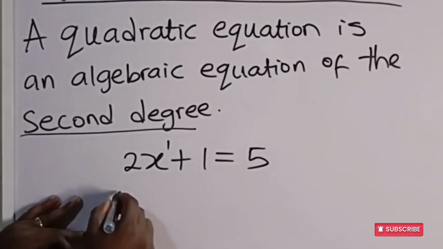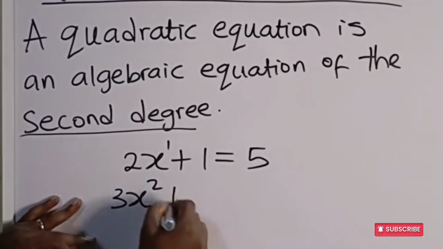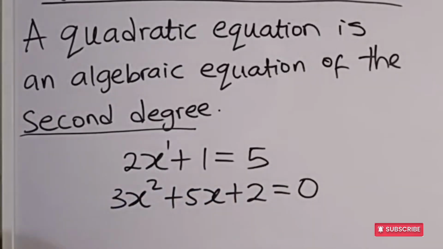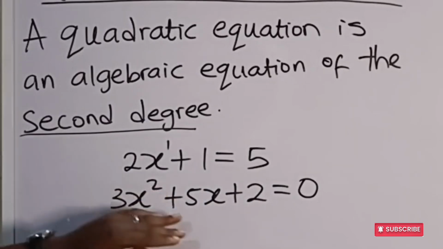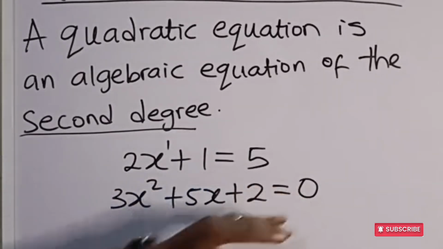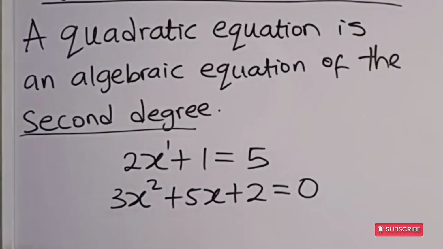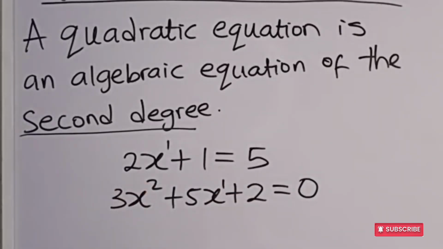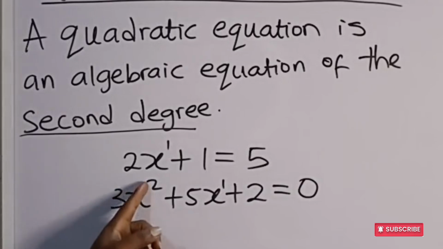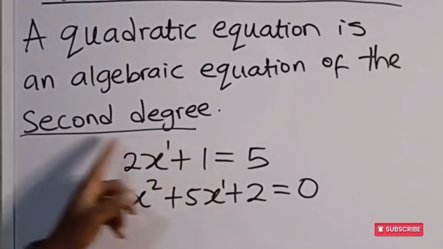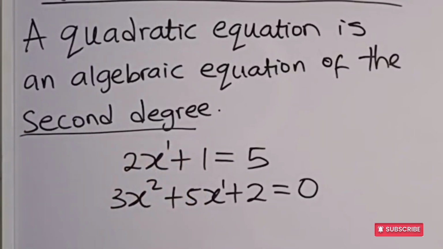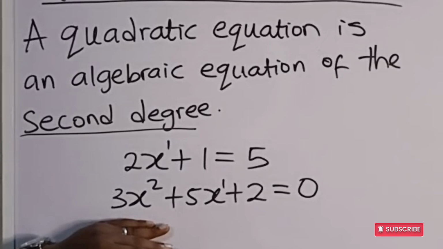But if we have something like this, for example, 3x squared plus 5x plus 2 is equal to 0, this is a quadratic equation. How do we know it's a quadratic equation? The exponent of x here is 1. The exponent of x here is 2. So since the maximum exponent of x is 2, this equation is of the second degree, right? And since it is of the second degree, this is a quadratic equation.